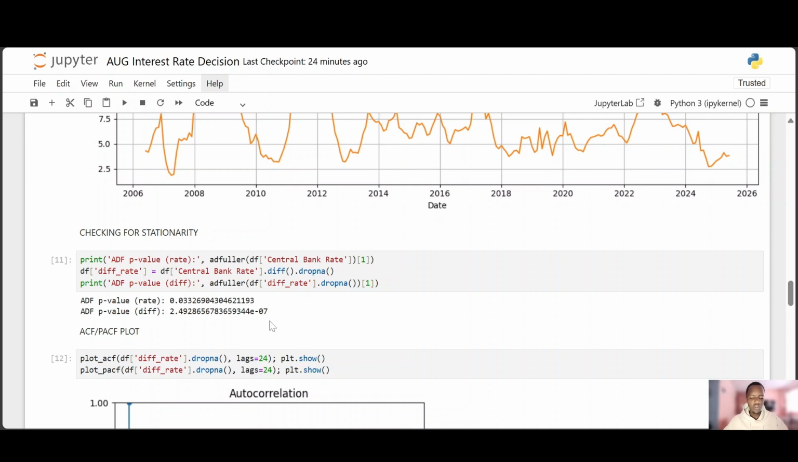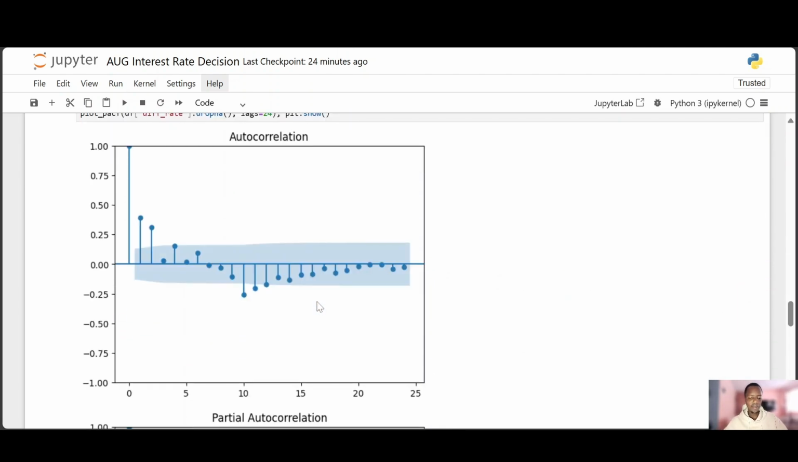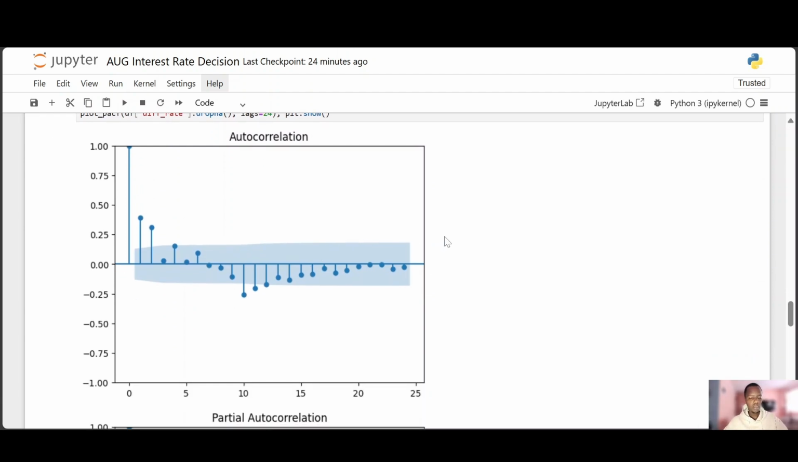So let's go to the plots, and we're going to do the ACF plot and the PACF plot, and we can see that our ACF values lie within 0, and as you can see they range from negative 0.25 all the way to 1.